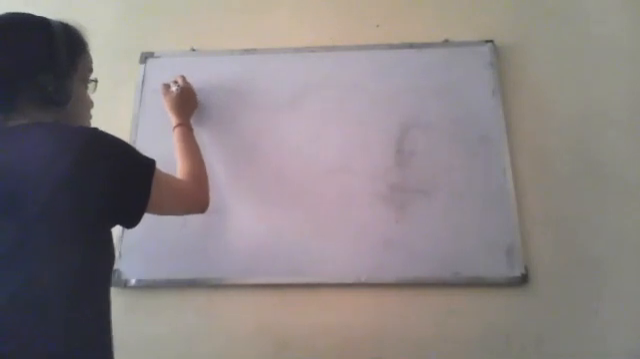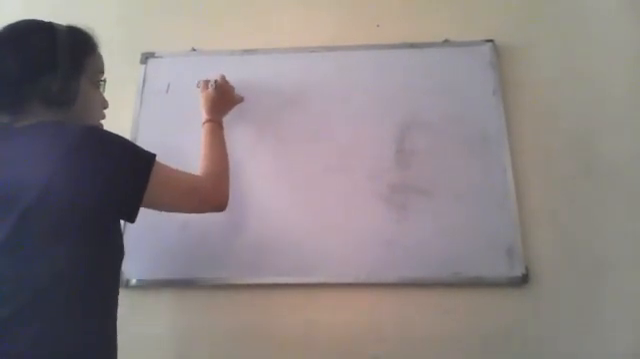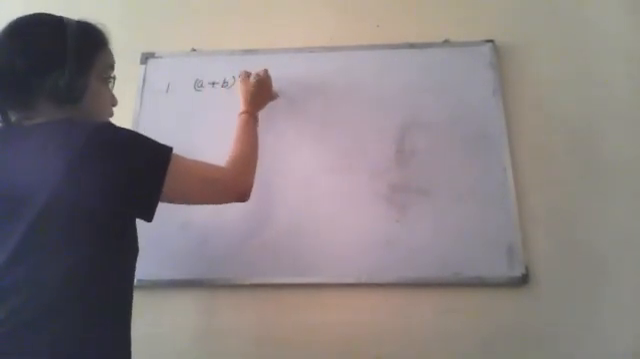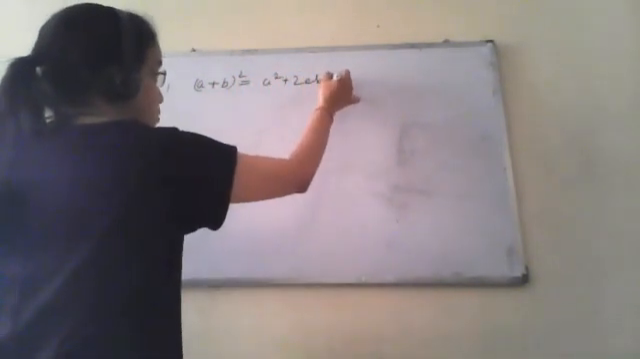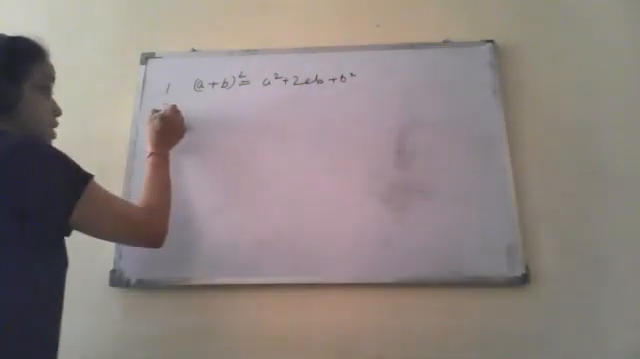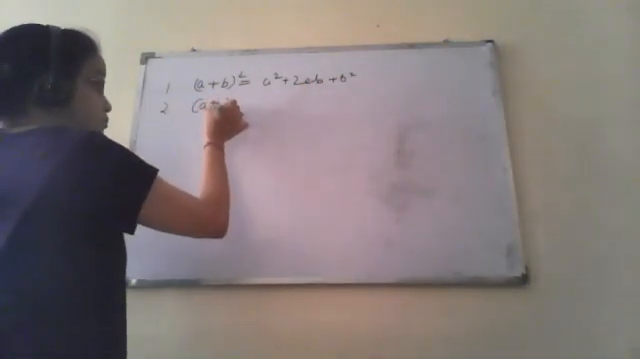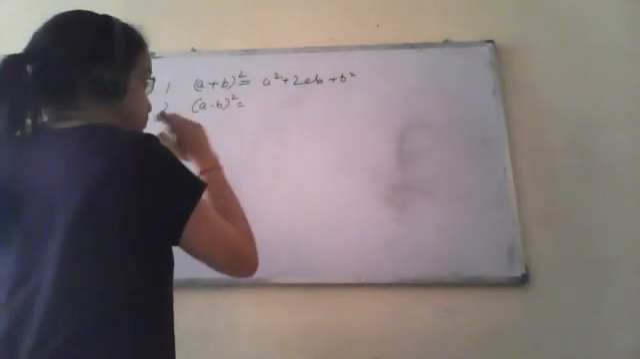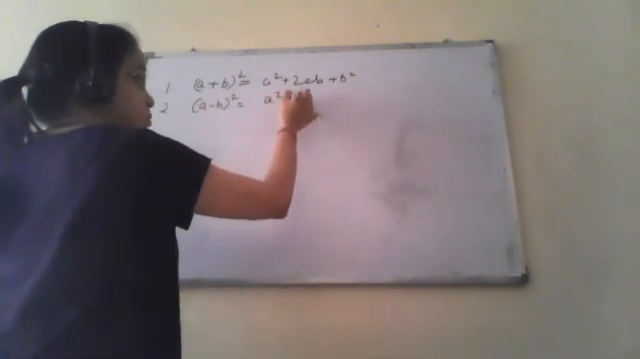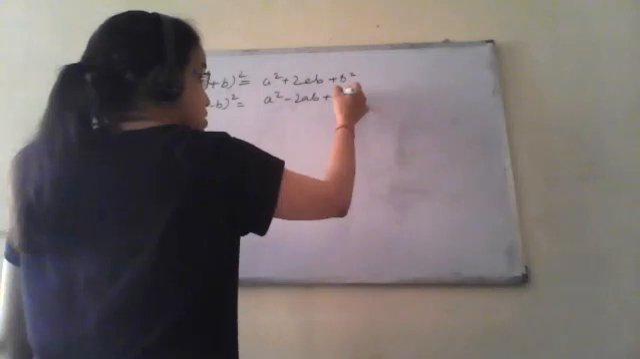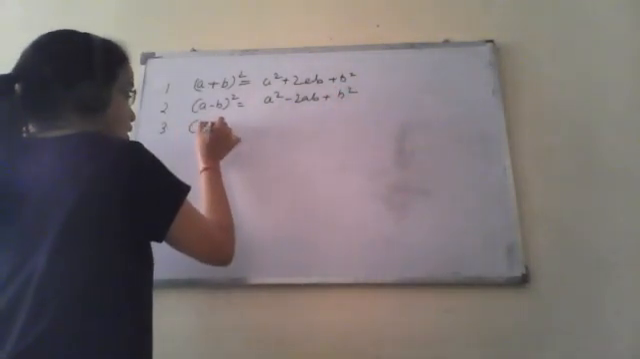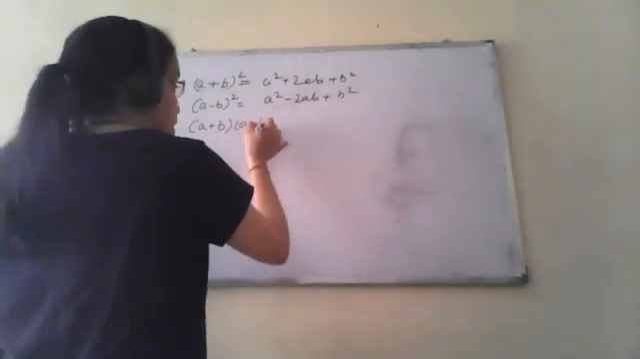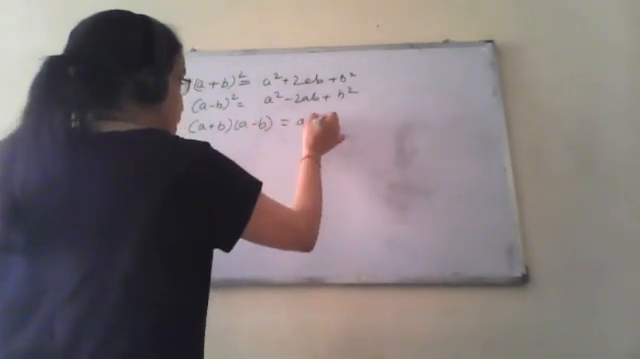Like in chapter 9, I have explained some common identities which were as follows. The first identity was (a + b) whole square, which is equal to a square plus 2ab plus b square. The second identity was (a - b) whole square, which was a square minus 2ab plus b square. And the third was (a + b)(a - b), which was a square minus b square.